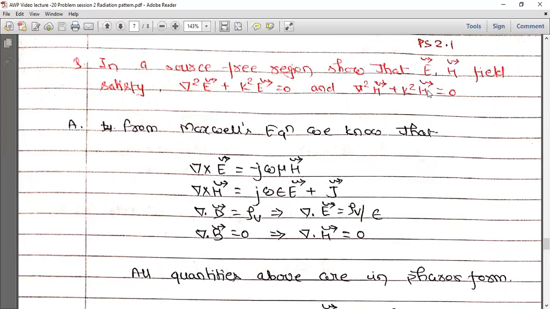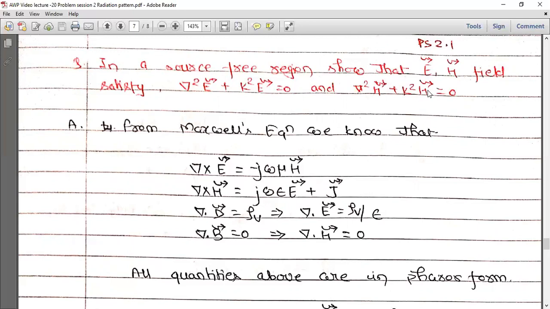So we have to prove these equations for a source-free region in which E and H fields are given. E and H field means the electromagnetic field is there in the source-free region, and we have to prove that the electromagnetic field satisfies these equations. Since E and H both are vectors with a curl, they are phasor quantities.